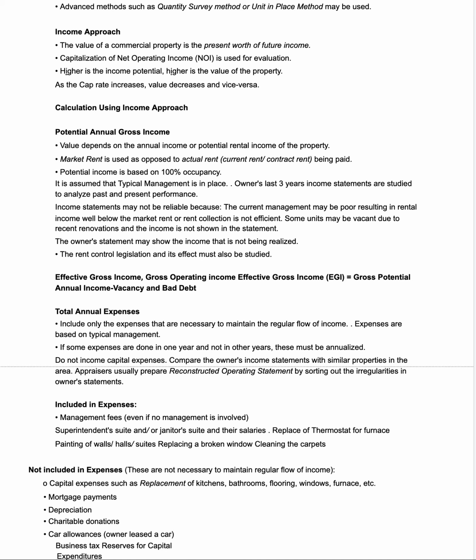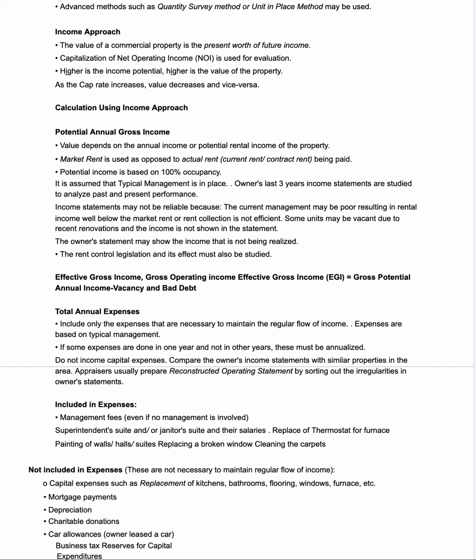Include only the expenses that are necessary to maintain the flow of rental income estimated as of the date of appraisal. The nature and the level of expenses should be based on typical management and should be consistent with the market expenses. Since some expenses are concentrated in one particular year and not in others, it is important to stabilize or smooth out the expenses on an annual basis.